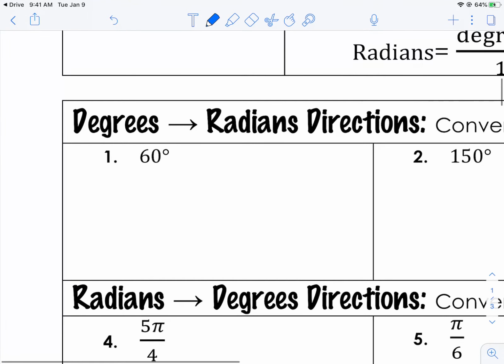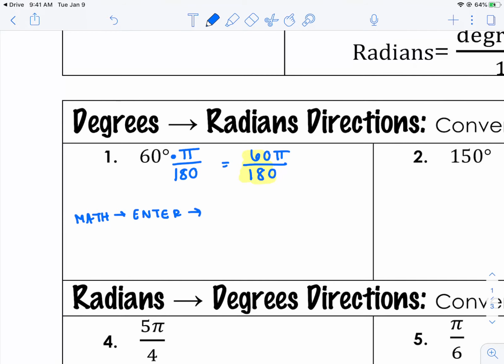Okay, so the first one is degree to radian. So I multiply by pi over 180. And that gets me 60 pi over 180. All right, then all I need to do is reduce that as a fraction. And in your calculator, if you do math, enter, it reduces it automatically for you. So that reduces to 1/3. So that's just 1 pi over 3, which is just pi over 3.